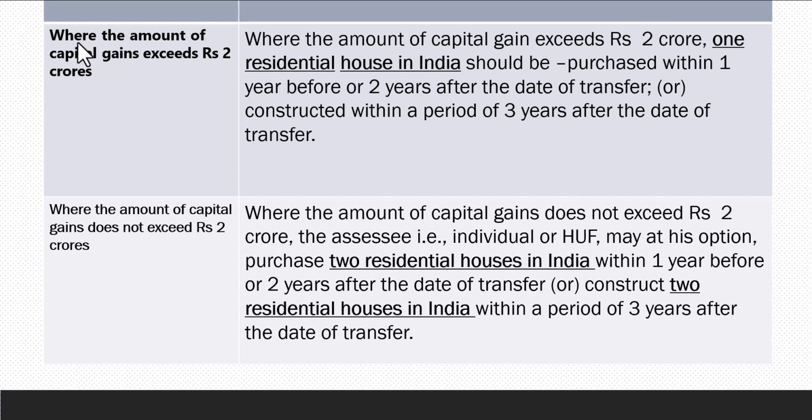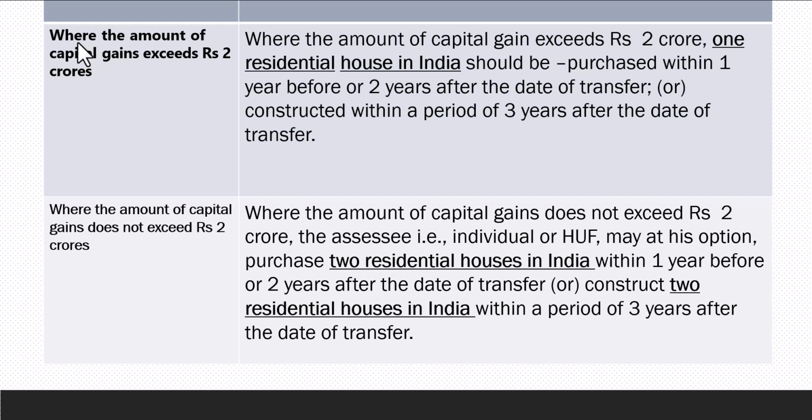Before, that means you can even buy it before also. But it has to happen within 1 year before or 2 years after the date of transfer. So after selling your property, within 2 years you can buy another residential property, or construct one within a period of 3 years after the date of transfer. So there are three things: either you purchase the house within 1 year before, or you buy the house within 2 years after the date of transfer, or you construct a house within a period of 3 years after the date of transfer.